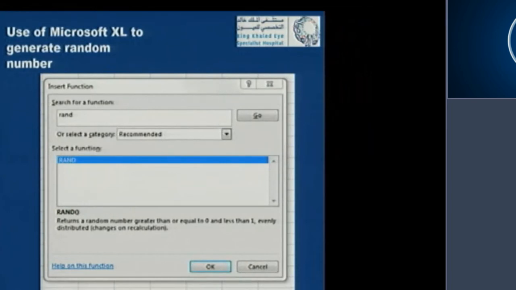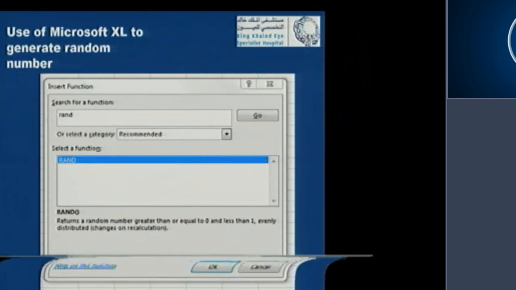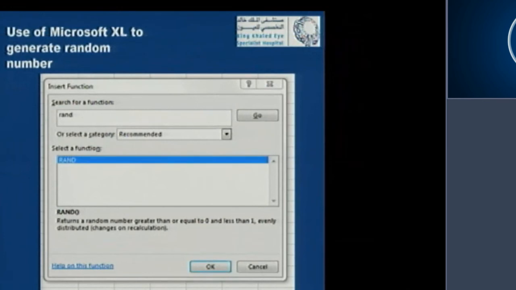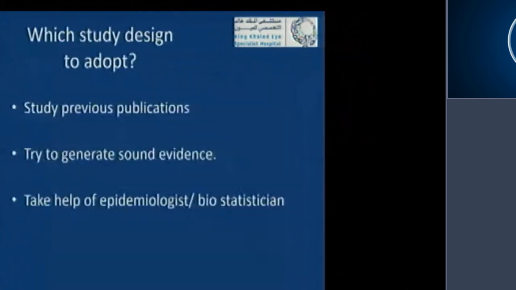Randomization is an important thing, and for that, Microsoft Excel's function of randomization is easily available so that you can say that, okay, based on my randomization, patient number 1, 7, 13, and 19 will go in group A, while the remaining will go in group B. So in this way, this software is useful for randomizing your patient to go into groups if you are doing a clinical trial.